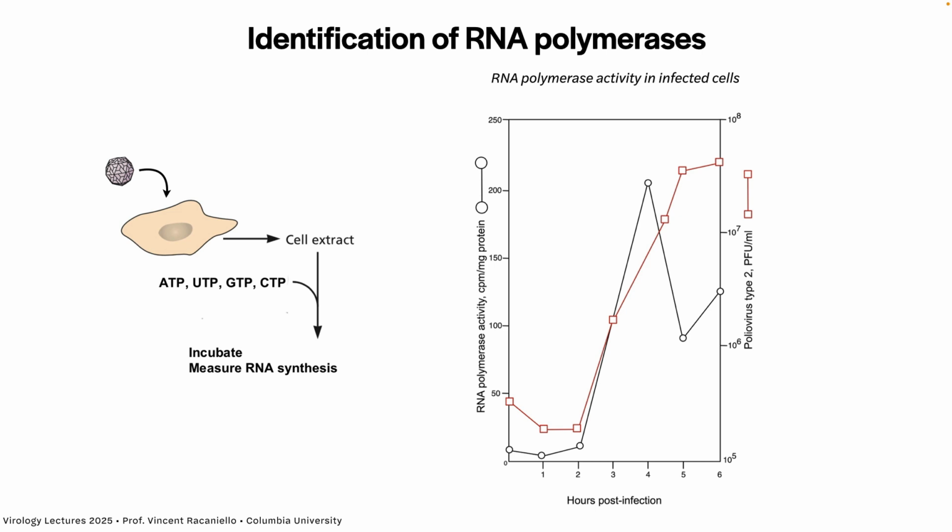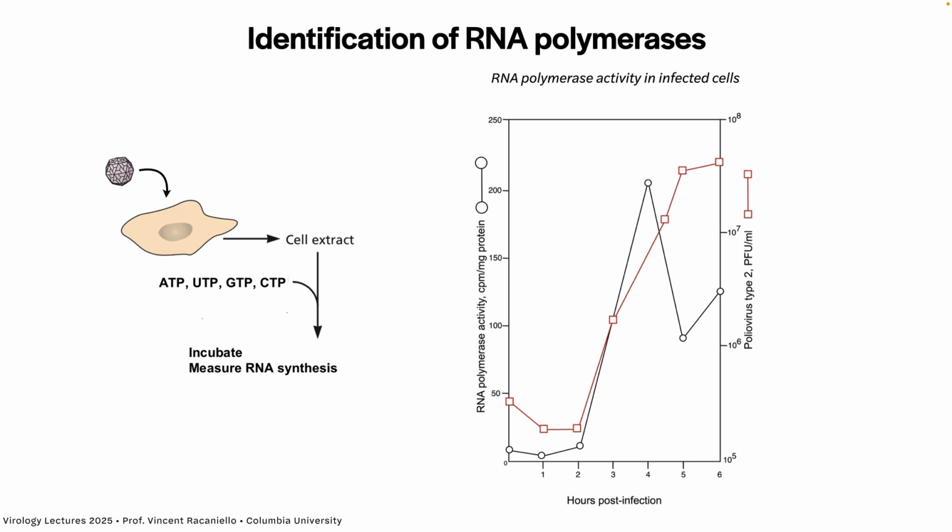And what you see is shown on the graph on the right. So first, these are hours post-infection on the x-axis. There are two y-axes. The y on the left is RNA polymerase activity. And the one on the right is infectious poliovirus. And those are squares. So you can see, between 2 and 3 hours, the amount of poliovirus rapidly increases. So the cells are infected. And at around the same time, you get an increase. These circles are the synthesis of RNA by this extract from the infected cells. So there's some kind of RNA polymerase activity in infected cells. It's the first time that it had ever been seen.